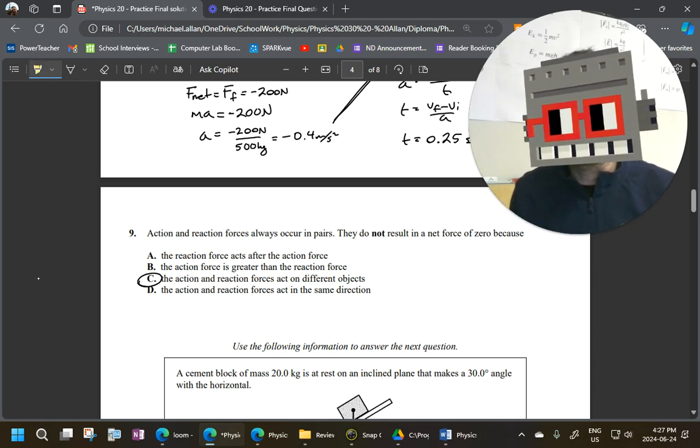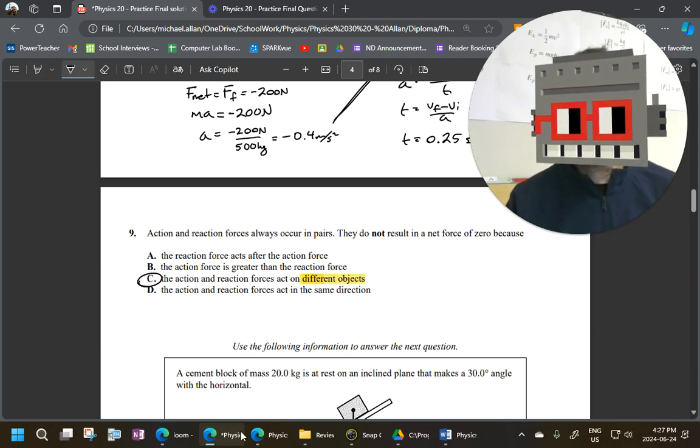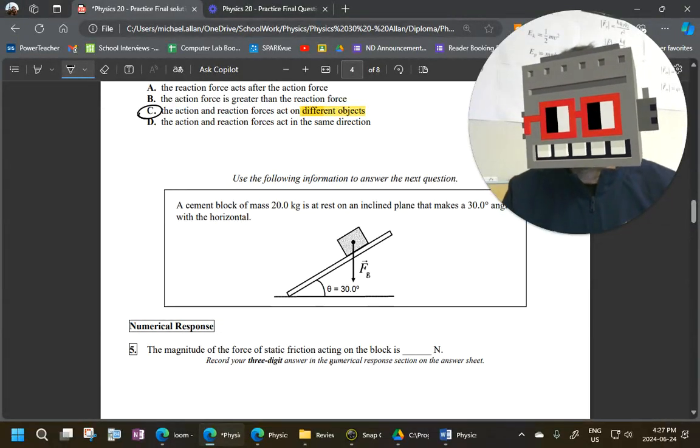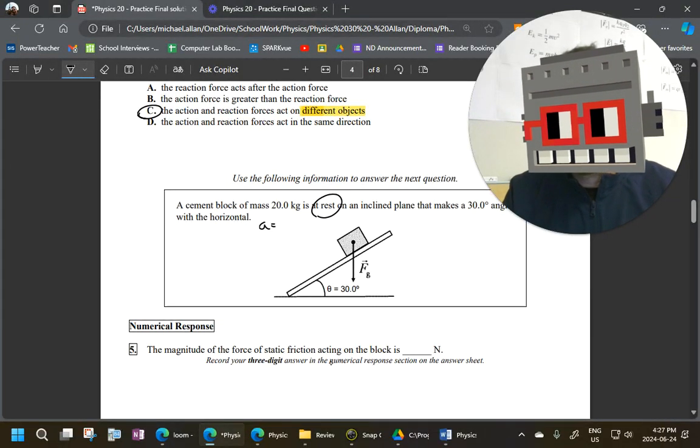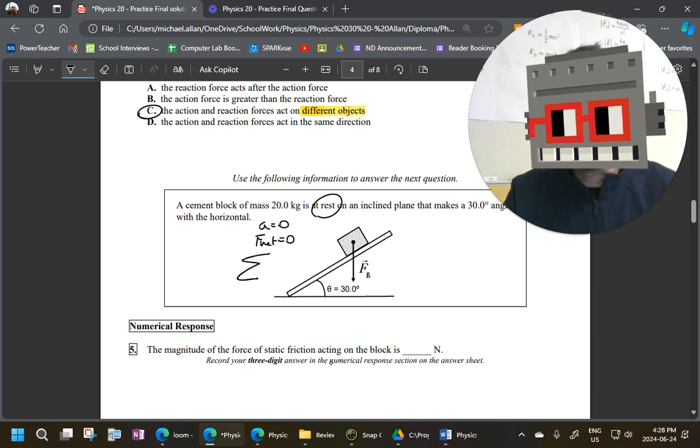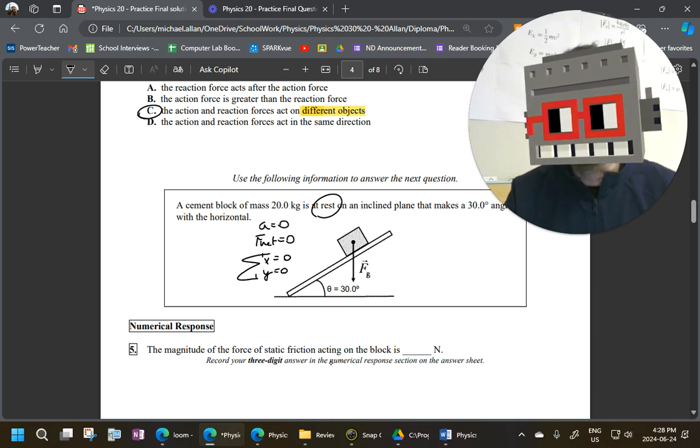Sorry, these are different objects. Okay. Next one, we got a cement block at rest. So that's my a is equal to 0. That means my F net is equal to 0. That means everything in the X and the Y have to add up to 0.